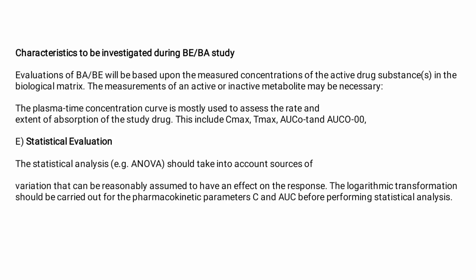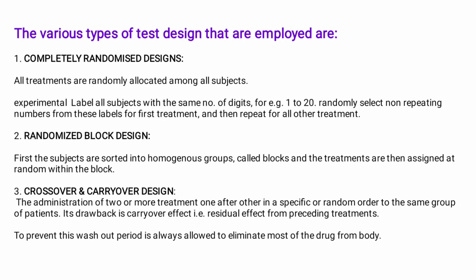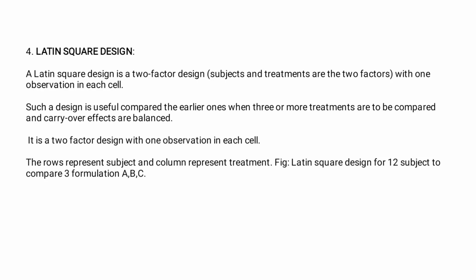Statistical evaluation. Statistical analysis should take into account sources of variation that can reasonably be assumed to have an effect on the response. The logarithmic transformation should be carried out for the pharmacokinetic parameters Cmax and AUC before performing statistical analysis. Various types of test designs that are employed are: first, completely randomized design; second, randomized block design; third, crossover and carryover design; fourth, Latin square design.